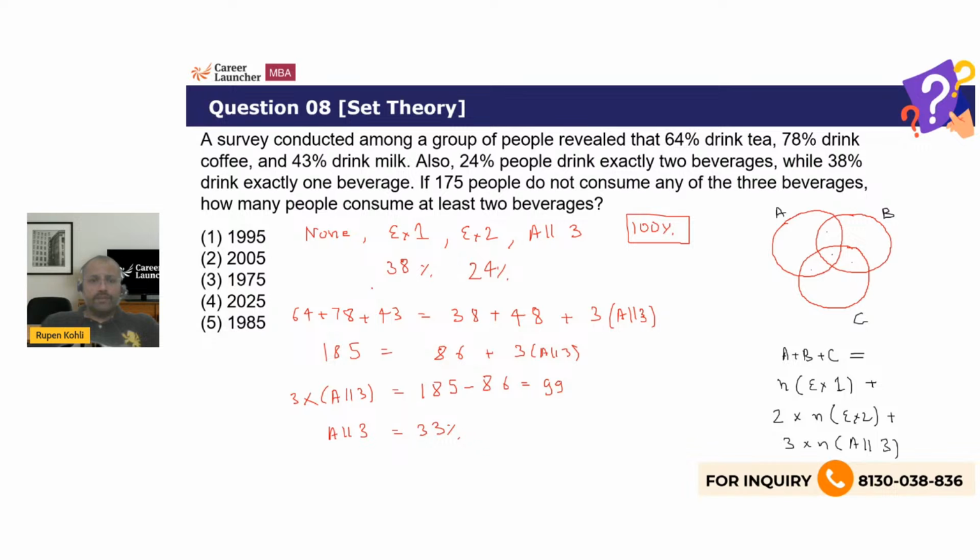So we remember the sum of these two was the balance of 38%. This is coming to be 33%. So this is 5%. Finally, therefore, 5% is 175 in number, because that is the number given to us. 175 people do not consume.